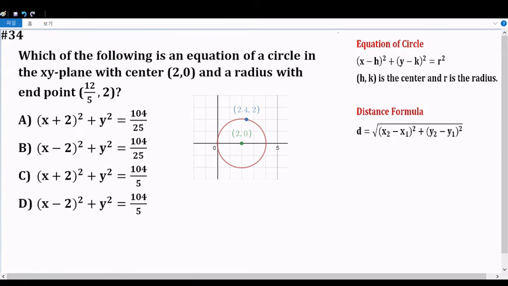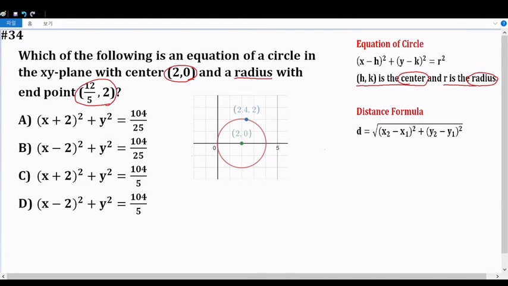Question number 34. Which of the following is an equation of a circle in the xy plane with the center 2, 0 and a radius with the endpoint 12/5, 2? Here is the picture. To write an equation of a circle, we need to have the center and the radius. We have the center, which is 2, 0. We need to find what the radius is by using the center and the endpoints.